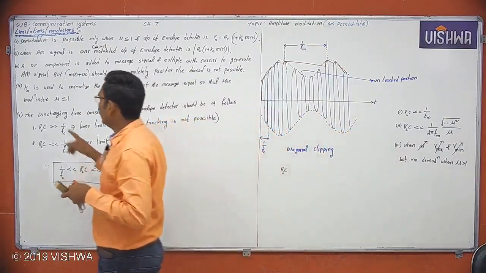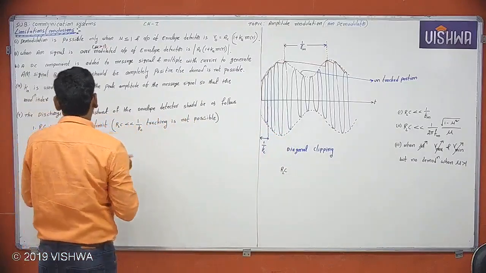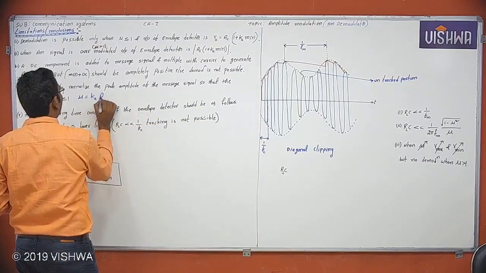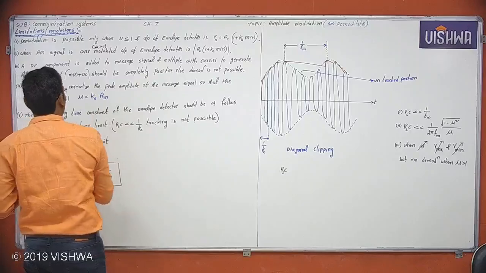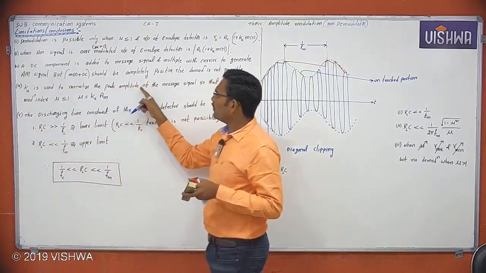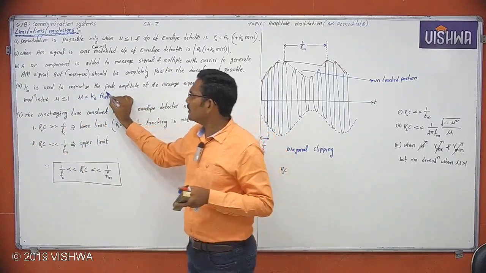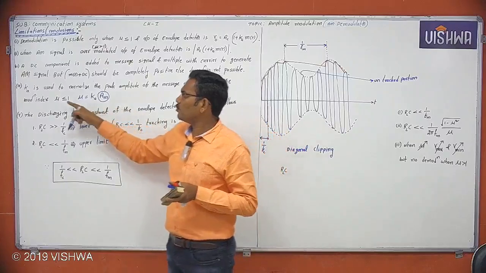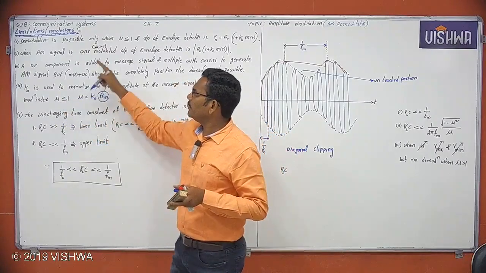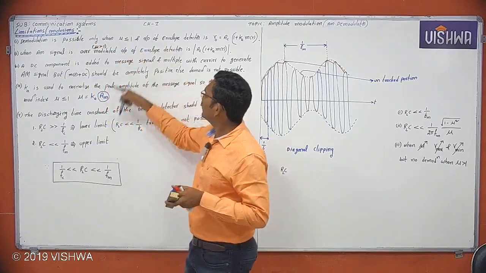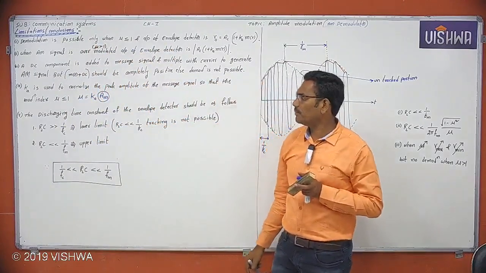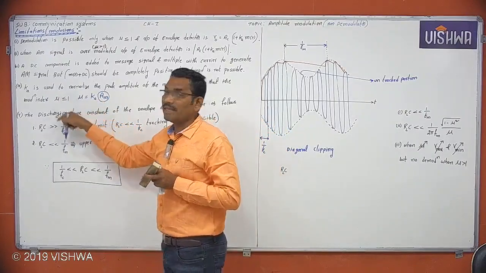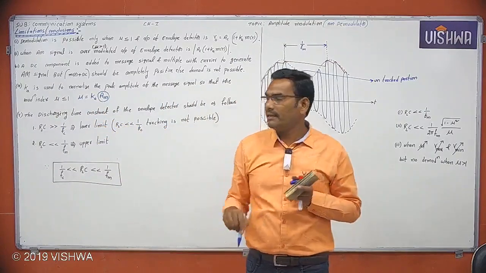Next, what is Ka? You already know mu is equal to Ka into Am. What is Am? The amplitude of the message signal. So Ka is used to normalize the peak amplitude of the message signal, such that the modulation index is always less than or equal to 1, and demodulation is possible by using the envelope detector. If there is no Ka, then normalizing is not possible, and there may be a chance of mu being greater than 1.